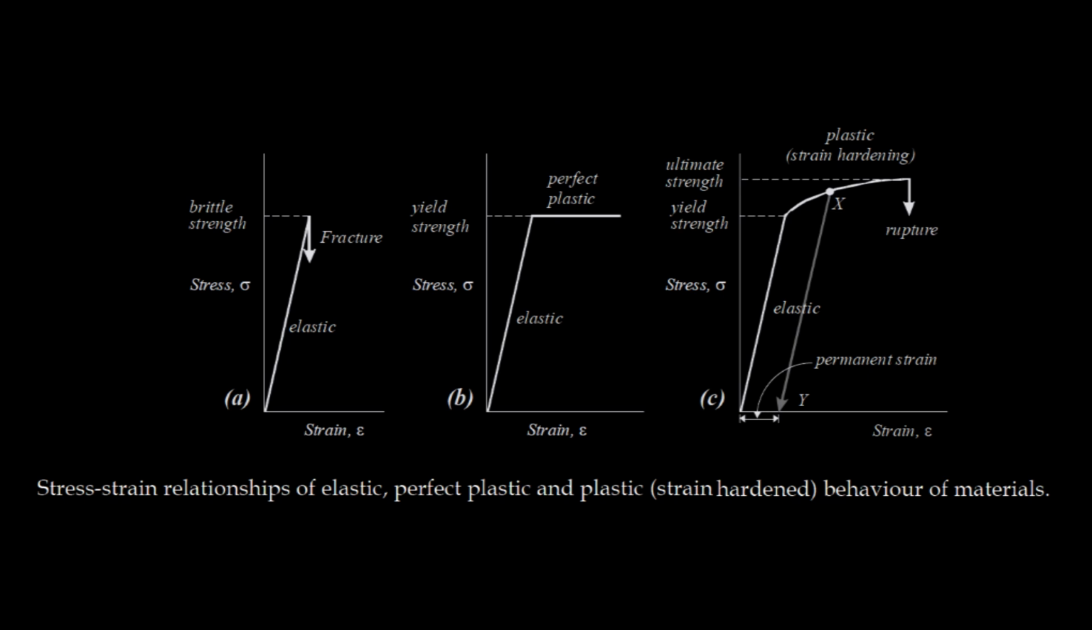In case of the perfect plastic, the material may continuously accumulate permanent strain at the yield stress. That is, the stress strain curve will have 0 slope. The slope of the stress strain curve is 0, and the material is then called perfectly plastic as shown in figure B. Now what is strain hardening?